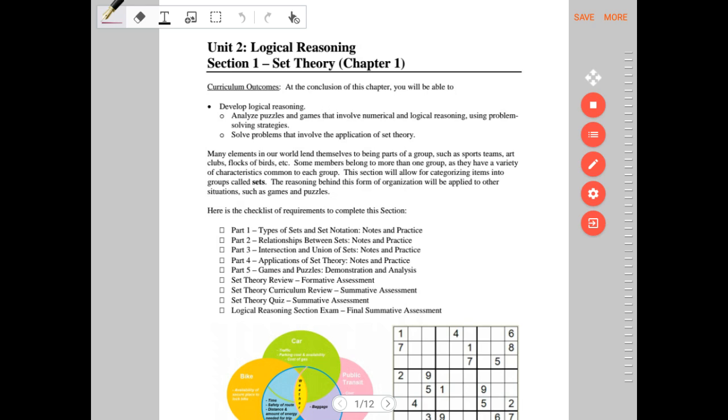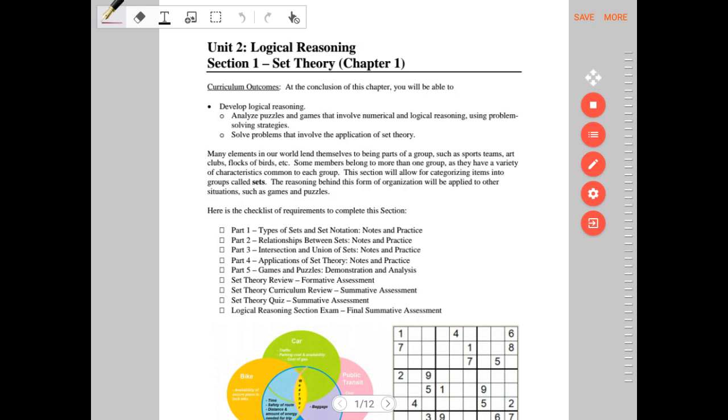Many elements in our world lend themselves to being parts of a group, such as a sports team, art clubs, flocks of birds, etc. Some members belong to more than one group, as they have a variety of characteristics common to each one. This section will allow for categorizing items into groups called sets. The reason behind this form of organization will be applied to other situations, such as games and puzzles.